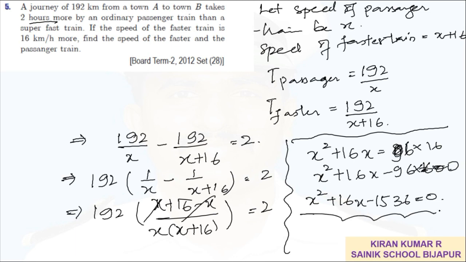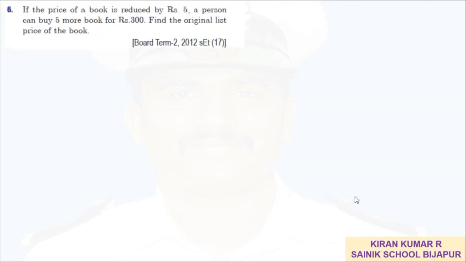I want you to solve this. You'll get the value as 32 or minus 48. This negative should not be considered. So positive 32 is the speed of the passenger train and the speed of the faster train is 48. Next question.